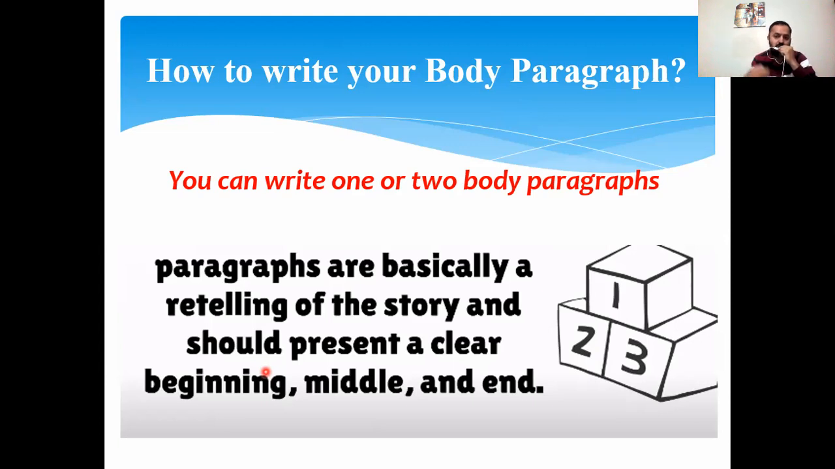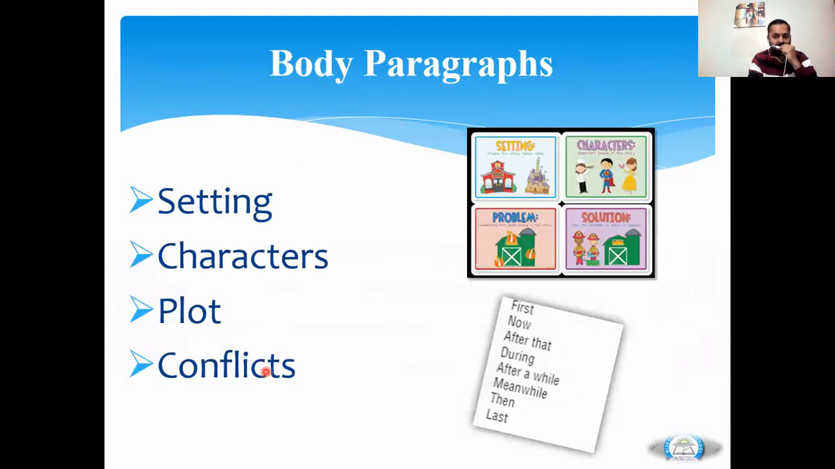Okay, and it should present a clear beginning, middle and ending. जो भी story में हुआ है वो सब आपने इसमें दो paragraphs में you can divide. Now, अब क्या क्या चीजें आप लिख सकते हैं? Of course, you can write the setting, you can write about the characters, about the plot and conflicts. Now, what do you mean by setting? You already know that, we discussed it multiple times. The setting means when and where the story takes place, right?